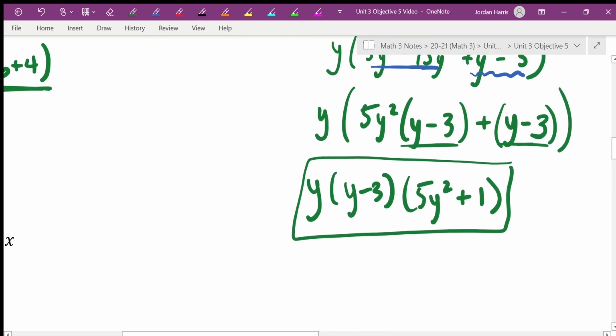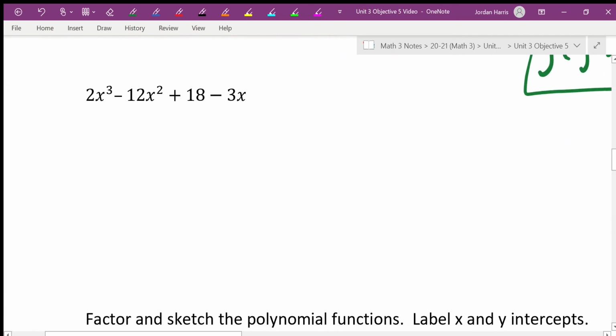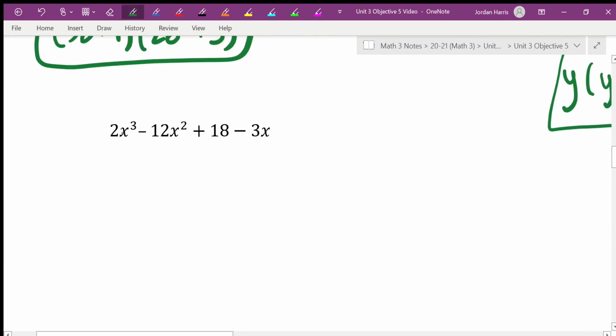Okay. Hopefully you're getting the hang of it. So we check for a GCF first. Nope, nothing in common between all four. So we group, and we group. This one has 2x squared in common, this first group, so I have x minus 6.